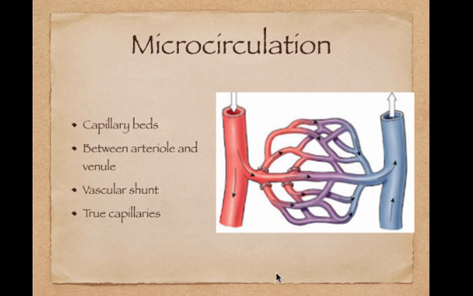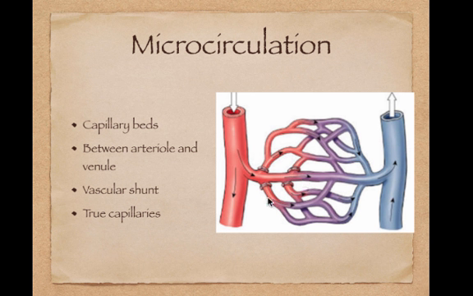Microcirculation is the name for the circulation that happens in the capillary beds. So we can take a closer look here and see the actual level of circulation that brings nutrients to the tissues. So a capillary bed is going to be found between an arteriole and a venule. And there will be two different types of capillaries. There's going to be the one main capillary in the middle called the vascular shunt.